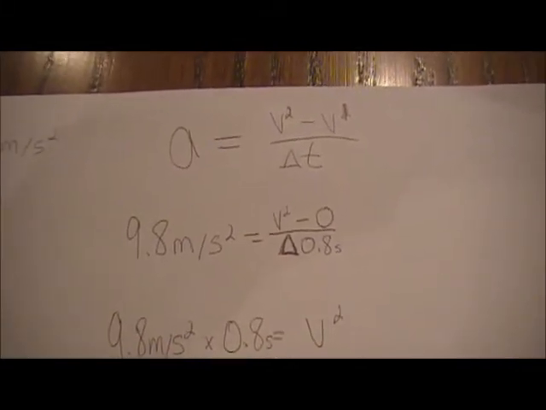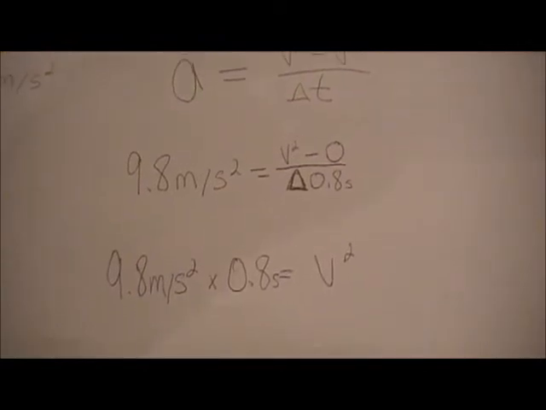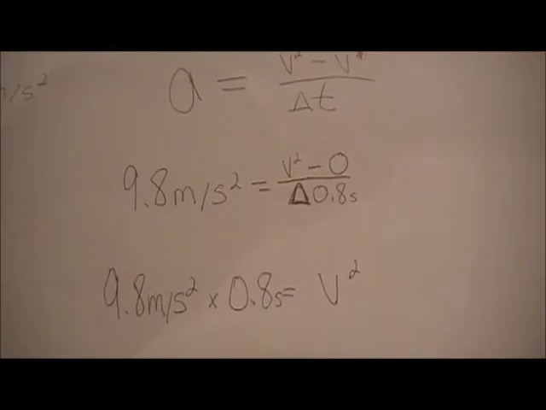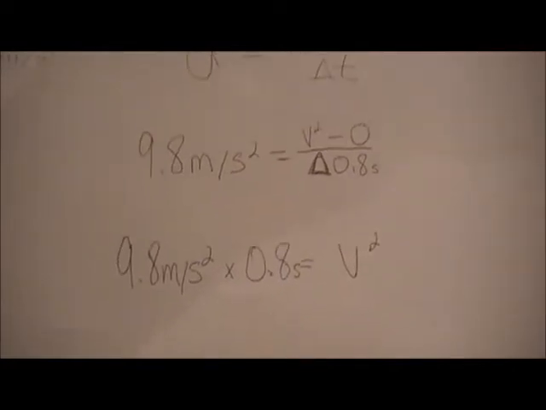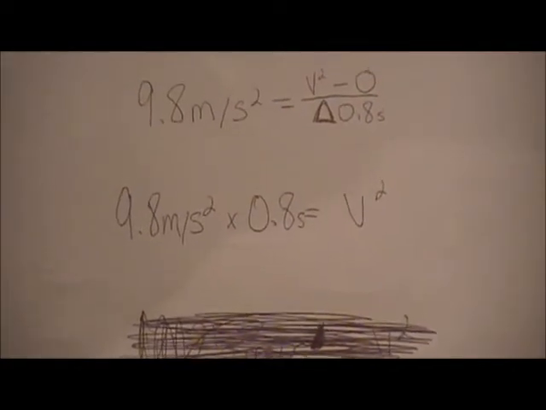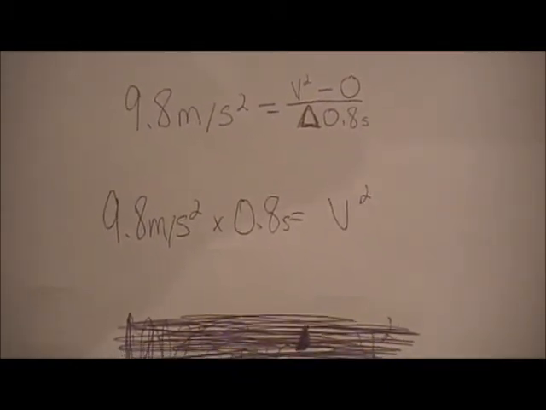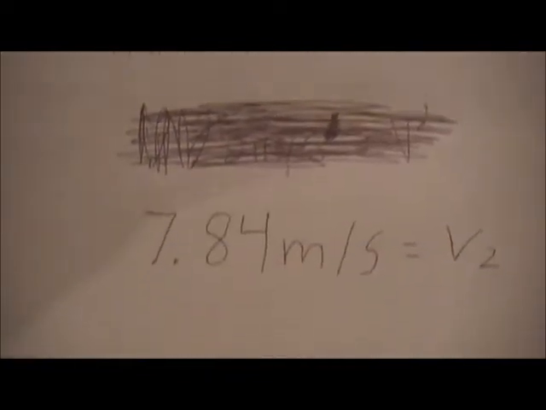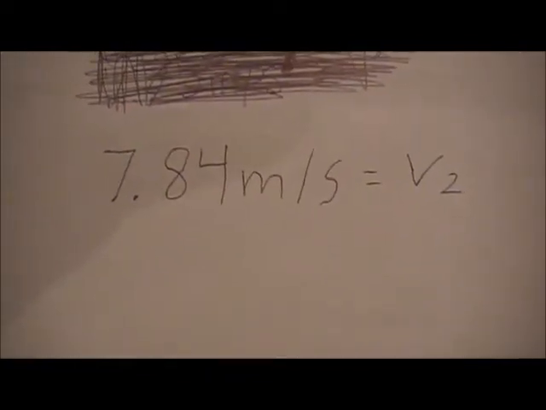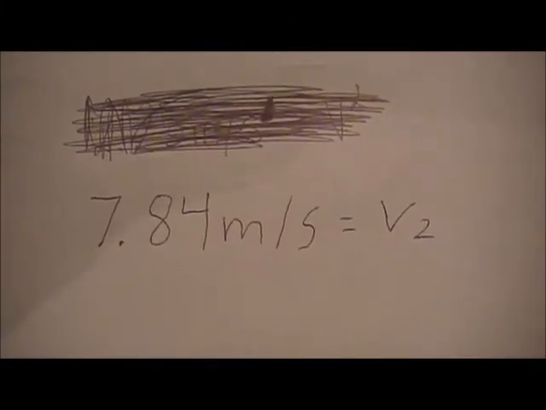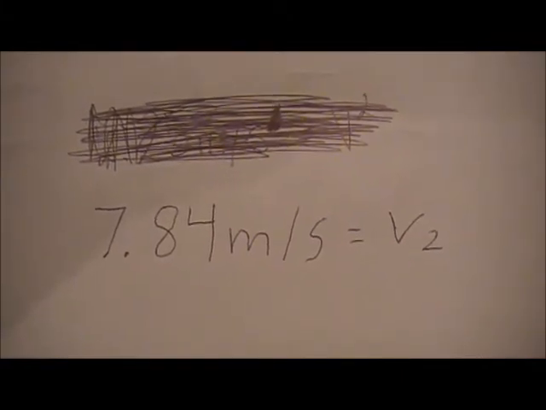So we put 9.8 meters per second squared in for acceleration. v2, we still don't know, so we didn't change that. v1 we know is 0, and time we know is 0.8 seconds. Then we brought 0.8 seconds over with simple math and did 9.8 meters per second squared times 0.8 seconds equals v2. We found our answer to be 7.84 meters per second equals v2. That means that right before the ball hit the ground, it was moving at a speed of 7.84 meters per second.